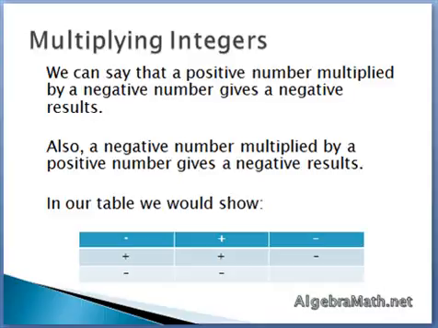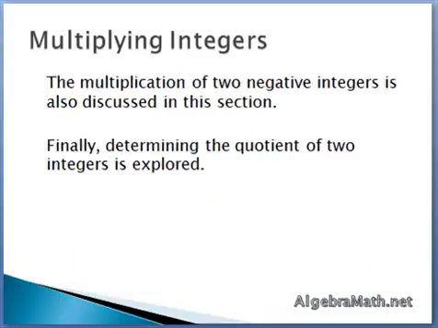Now read that again carefully. You might want to stop the video and just look at that. In our table, we would say a positive times a negative gives a negative. Also, we would say a negative times a positive gives a negative. The multiplication of two negative integers is also discussed in this section. Finally, determining the quotient of two integers is explored.